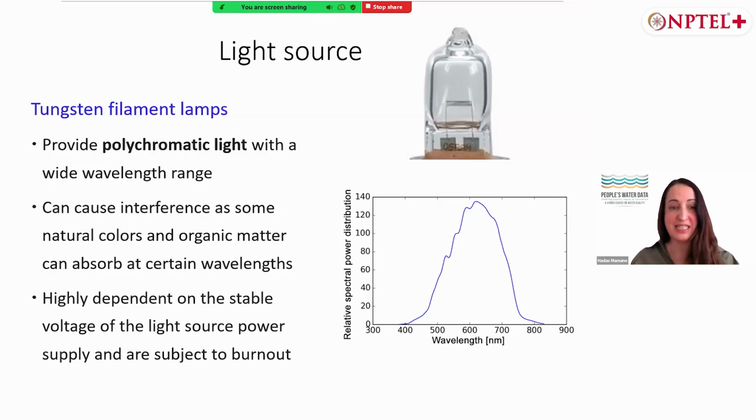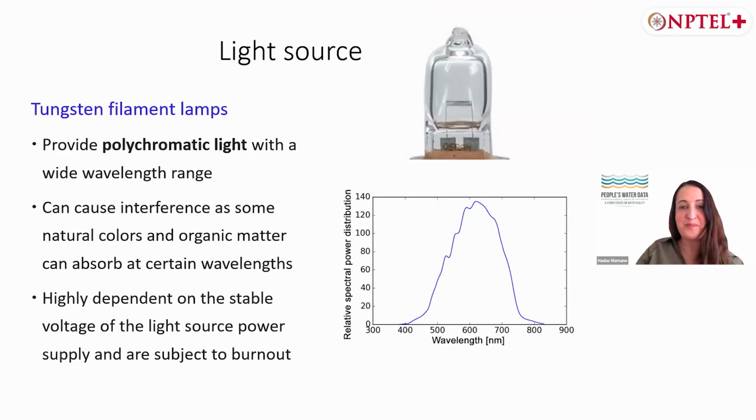Now, this could be good in some cases, but it can cause interferences when we have natural colors in water, for example, organic matter, humics, fulvics, that can absorb some of the light. And this is also highly dependent on stable voltage, and it can be subject to burnout. So this is one type of light source, which is called tungsten filament lamps.